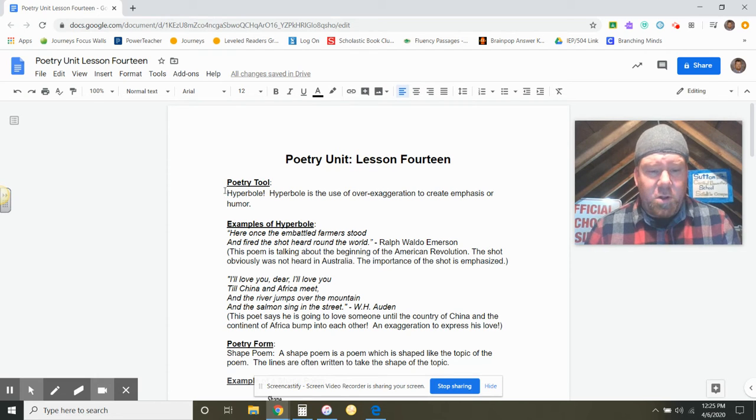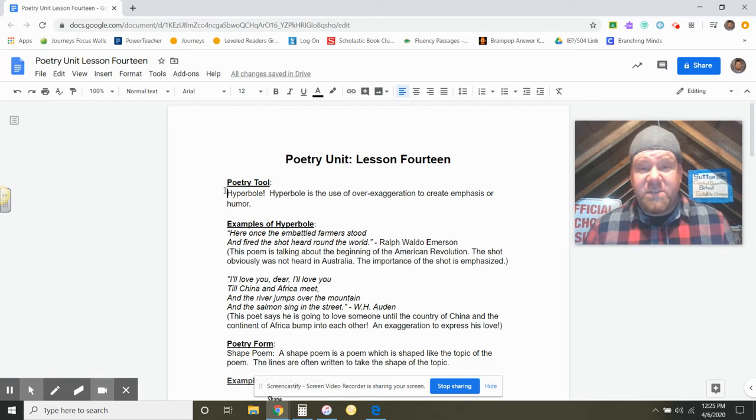The first example is a poem by Ralph Waldo Emerson about the American Revolution. And this is just a sample of the poem. It's not the entire poem by far. Here once the embattled farmers stood and fired the shot heard round the world. Now, you may have already heard about the shot heard round the world in some history lessons that you've had. Now, this is referring to the beginning of the American Revolution.